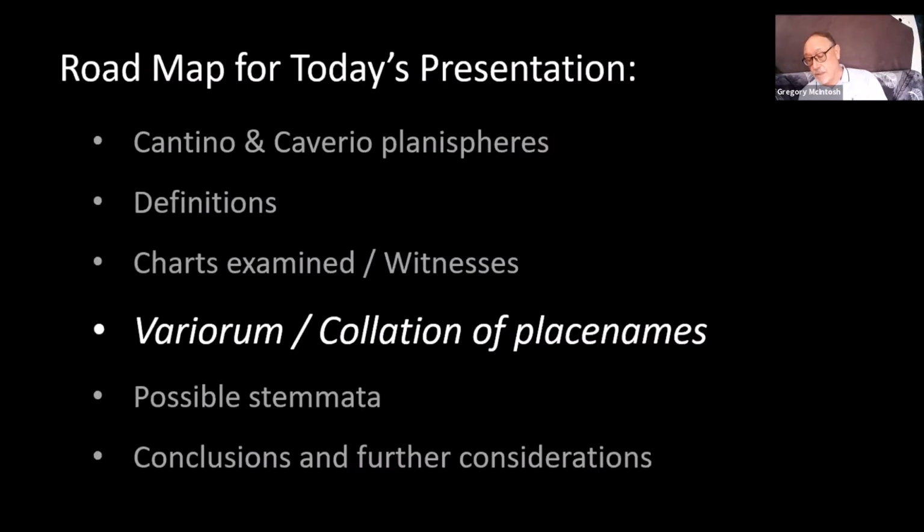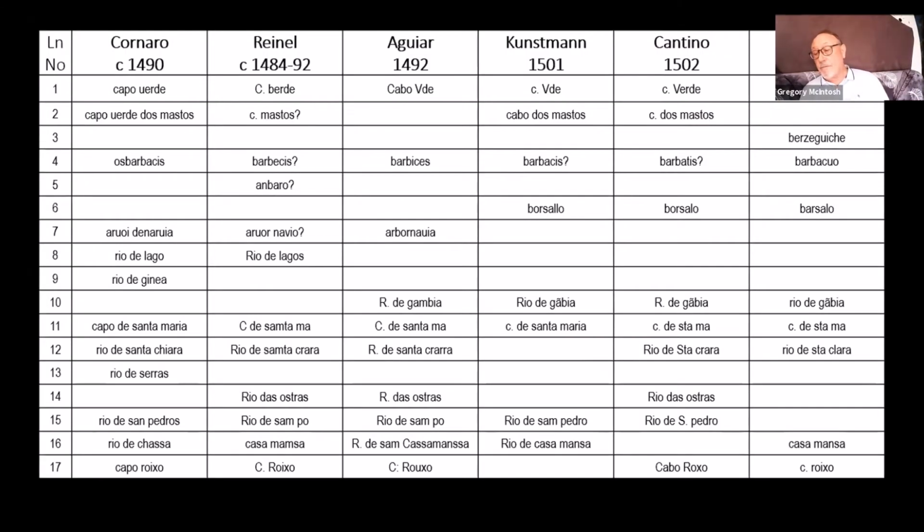The place names on the charts. I have collated the place names on the selected charts into 518 lines of text. I will not, of course, go into each line, but will draw your attention to those points which address the question of whether the Carvalho planisphere was derived from the Cantino planisphere.